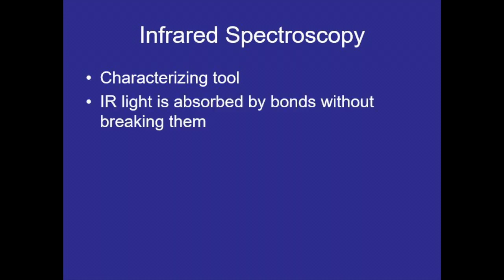Hey everybody, this is a quick look at infrared spectroscopy. I'll be moving fairly quickly because students are usually pretty familiar with IR spec, but it is used as a characterizing tool. It can tell us what functional groups are on the compound that we're analyzing by shining infrared light through the said compound. Certain frequencies of that infrared light are absorbed by the bonds without breaking them, and the absorption pattern of the IR spec can tell us what functional groups are on the molecule.